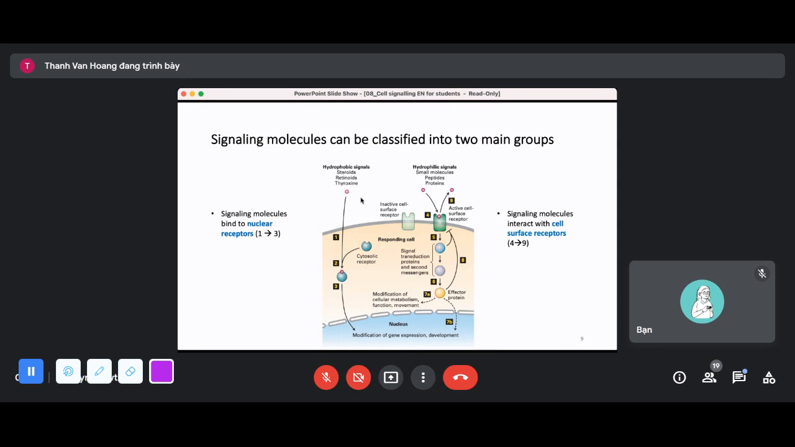Just start with the ligand. We have two main ligands or signal molecules. We have hydrophobic and we have hydrophilic signal molecules. Do you know what is hydrophobic and what is hydrophilic?